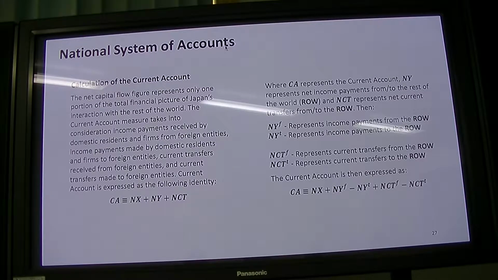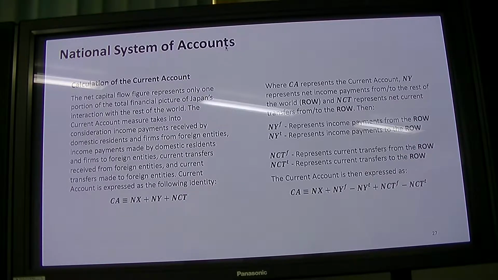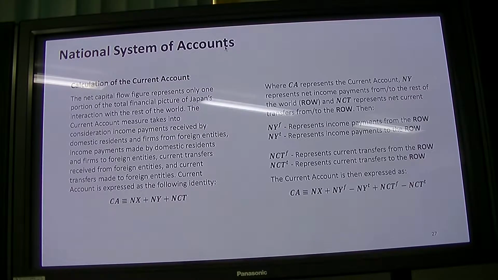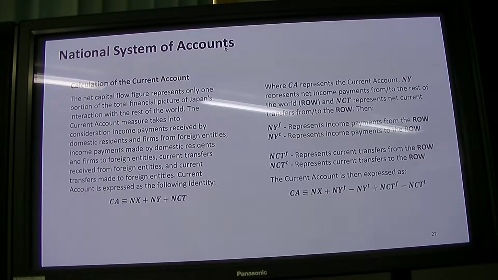That has nothing to do with exports, and that's why it's different. The current account is different from exports. It has to do with investments that have been previously made. Another example: Sony owns a movie company in the U.S. that makes movies. The profits that are received, that's recorded here. That's where that comes from.